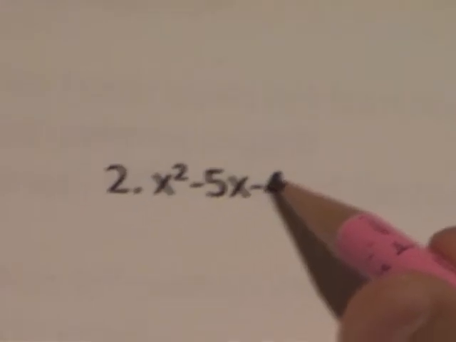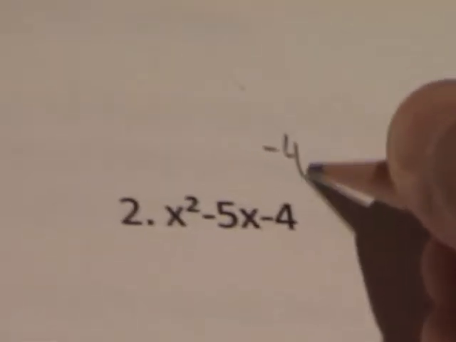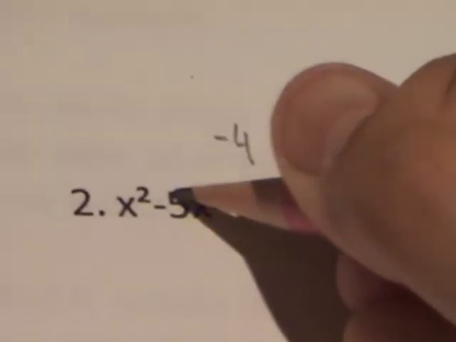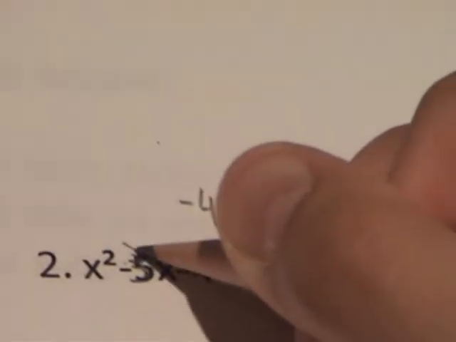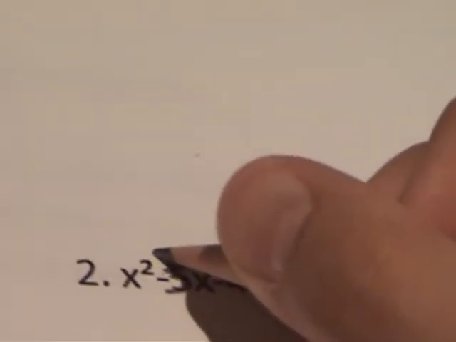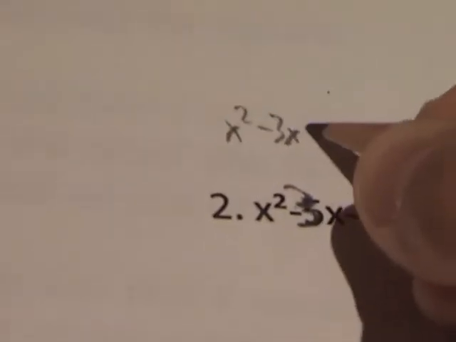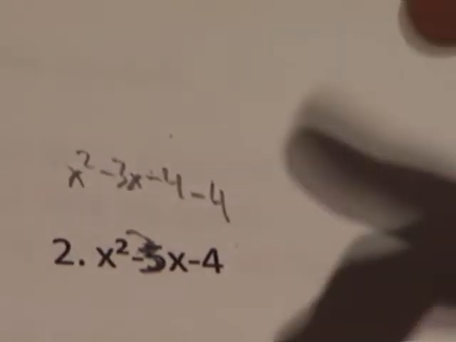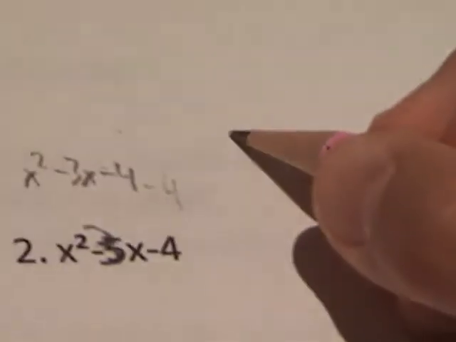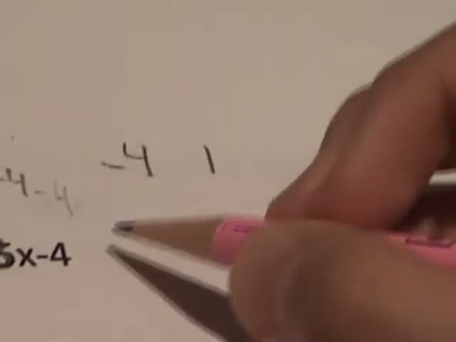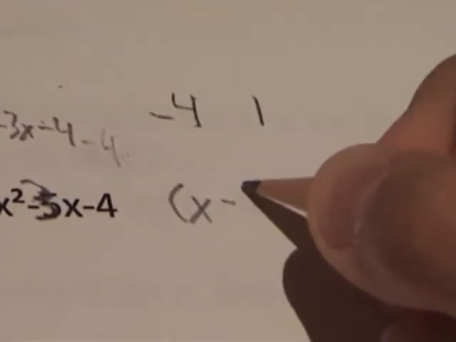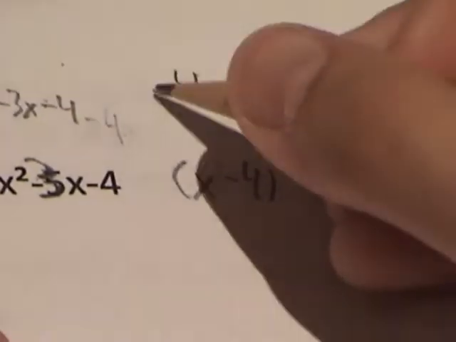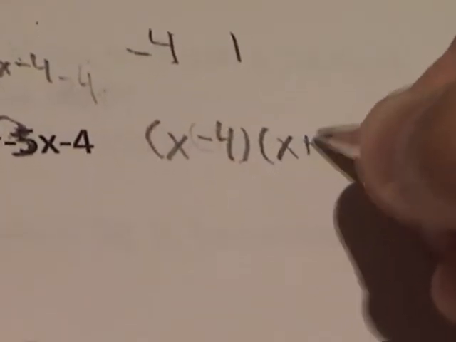The factors of negative 4 that add up to 5 are negative 4, let's change that to a 3. I apologize for the error. So this is now x squared minus 3x minus 4. So the factors of negative 4 that add up to negative 3 are negative 4 and 1. So x minus 4, staying conscious of the negative sign there, and x plus 1.